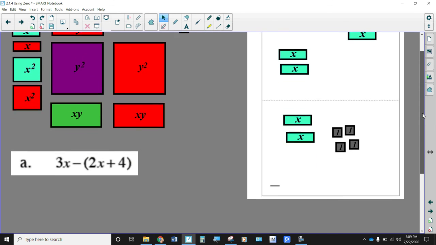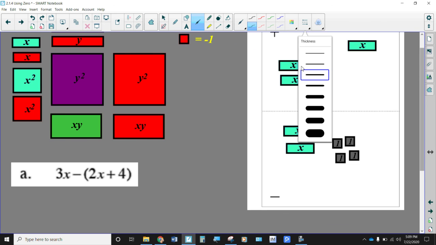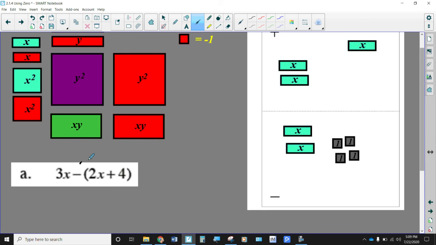Now, I do want to just kind of record this so you can see exactly what's happening here. I would be using the dive bombers here and calling this 3x minus 2x minus 4, okay? So that's another way of saying this. Instead of having the parentheses around these, 3x minus the 2x minus the 4.